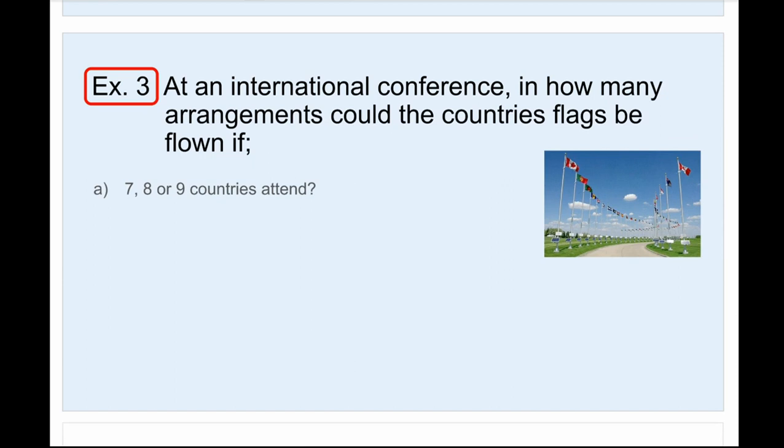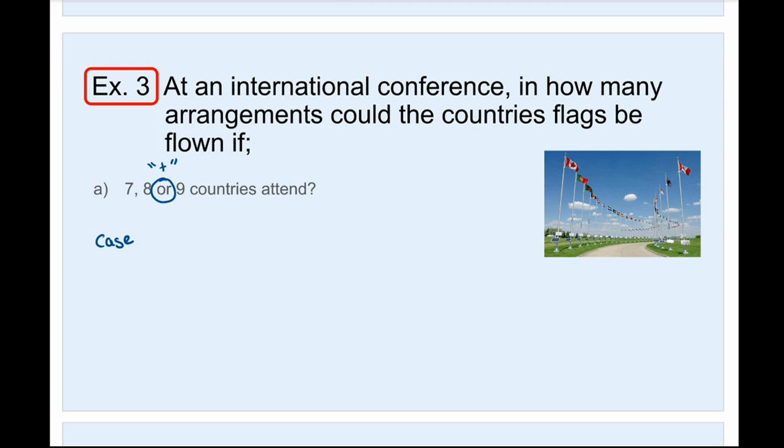Example 3: at an international conference, in how many arrangements could the country's flags be flown if 7, 8, or 9 countries attend? So the key thing is I'm looking at 3 different scenarios, and they all can't happen at the same time because we talk about this "or." And this "or" means plus. So that means I have 3 different cases that I have to look at.